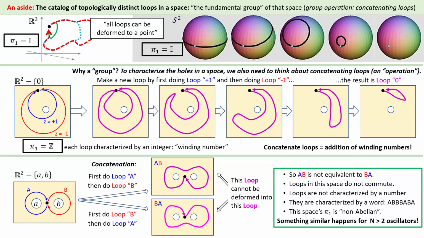And the reason that I'm taking you through this is it is exactly this that's going to happen whenever you have more than two oscillators. You're going to find a non-abelian fundamental group for this space.